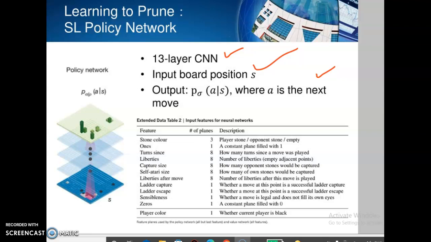Description. First one is player stone, opponent stone, or empty. Second one, a constant plane filled with 1. Third one, how many turns since the move was played. Next one, number of liberties, the empty adjacent points. Then how many opponent stones would be captured. How many of own stones would be captured. Number of liberties after this move is played. Whether a move at this point is a successful ladder capture. Whether a move at this point is a successful ladder escape. Whether a move is legal and does not fill its own eyes. A constant plane filled with 0. Whether the current player is black.